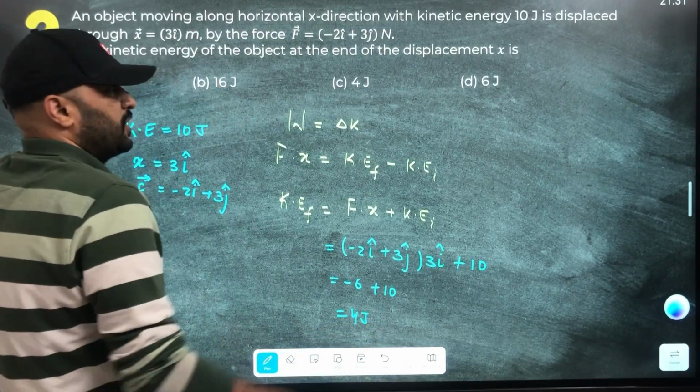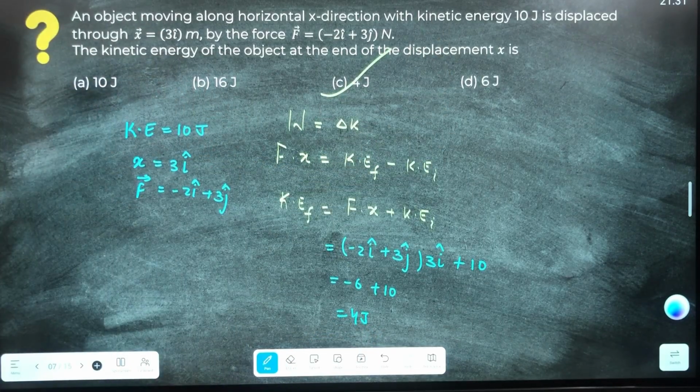Let's see if there is any option. Yes, 4 joules is there already in the problem. So our correct answer is 4 joules. I hope you understood this concept. Let's see the next one.